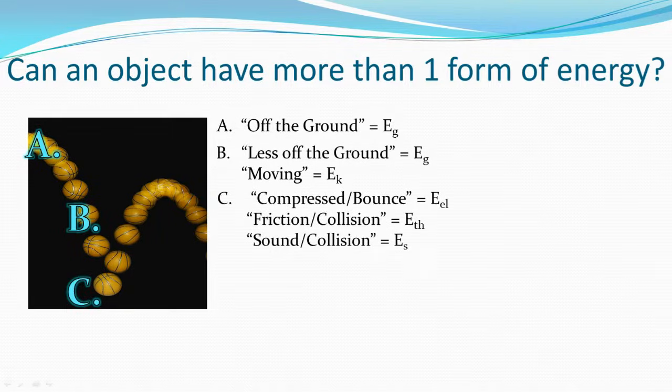At point C, the ball is hitting the ground. It's being compressed. Whenever an object is stretched or compressed, we have elastic energy. So all that gravitational energy is trying to compress the ball down. When the ball hits the ground, it creates some friction because there's a collision there. So that creates thermal energy. You can hear the basketball bouncing, so that creates sound energy.